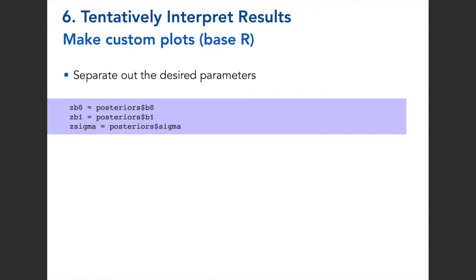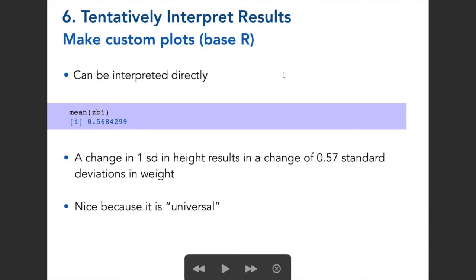You can leave the data all together like that. It's up to you. I find it a little easier to separate them out, and then I really know what I'm dealing with. So I'm going to make a new vector called ZB0 because this is our standardized coefficient for beta 0. And so I'm just going to assign to that our beta 0 values from our posteriors data frame. And then the same thing for beta 1 and sigma. Again, because these are our standardized estimates, I'm just sticking a Z in front of it. And so we can interpret these directly.